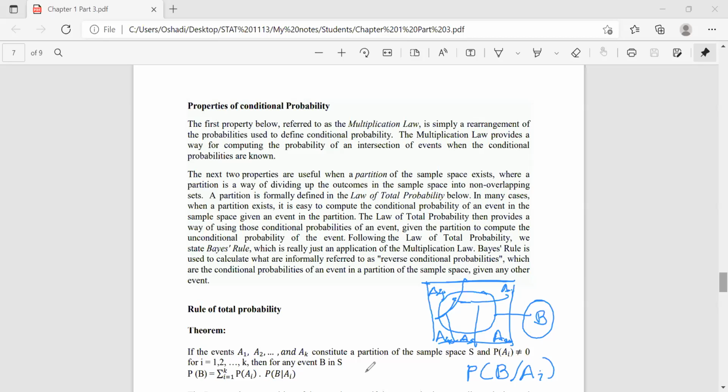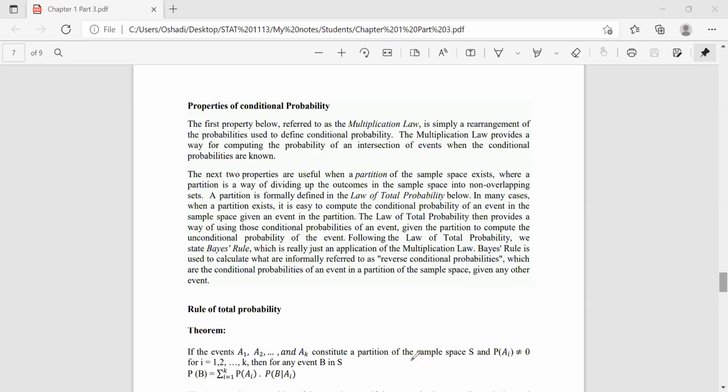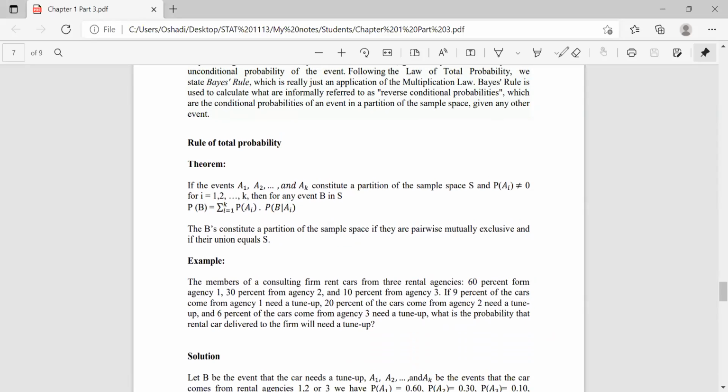So we have to find the unconditional probability of the event B. So that is the rule of total probability, right? The equation is given here. So we are finding the unconditional probability of the event B. Okay.